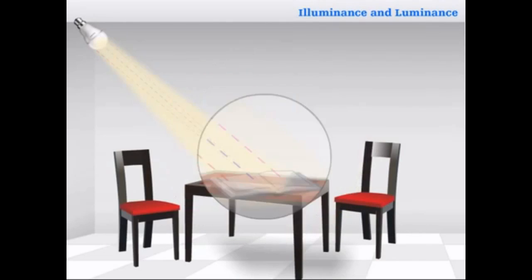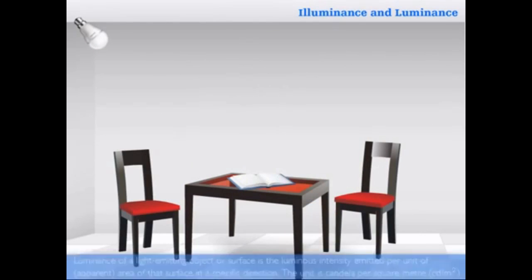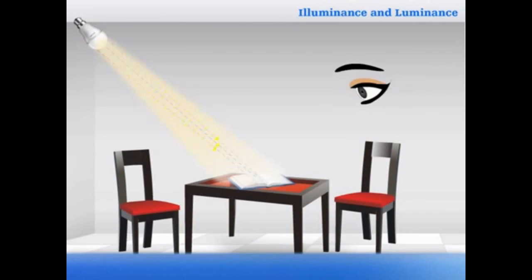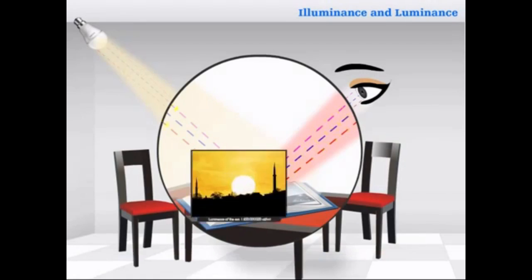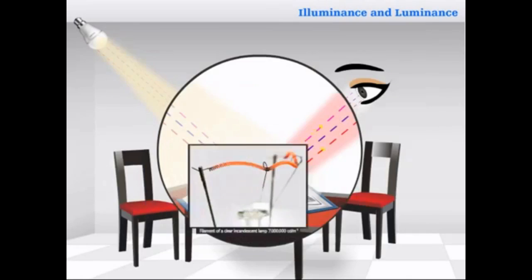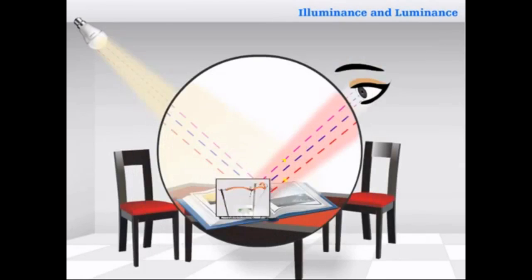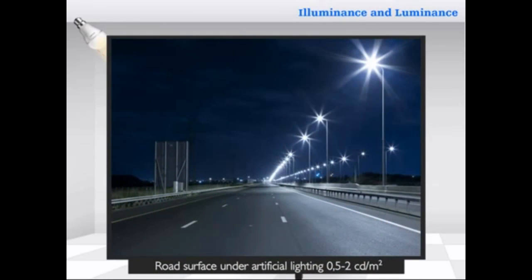Now let us understand luminance. Luminance of a light-emitting object or surface is the luminous intensity emitted per unit of apparent area of that surface in a specific direction. The unit is candela per square meter. Here are a few examples which can help us understand the luminance values. Luminance of the sun. Filament of a clear incandescent lamp. Fluorescent lamp. Road surface under artificial lighting.